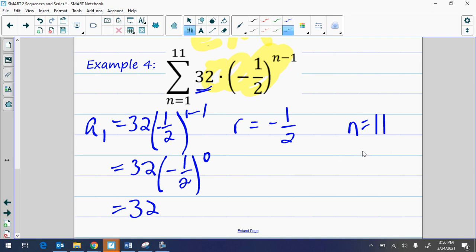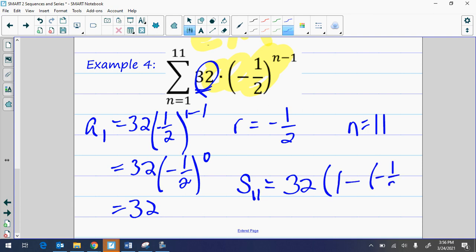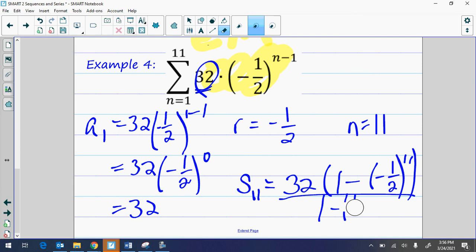Okay, now let's do our formula. S sub 11 is going to be a sub 1. It's not a coincidence that it ends up being that number. That's what it's going to be. A sub 1 times 1 minus r to the n over, I totally didn't mean to give us one with both with fractions, but that's okay. Why am I so messy today?